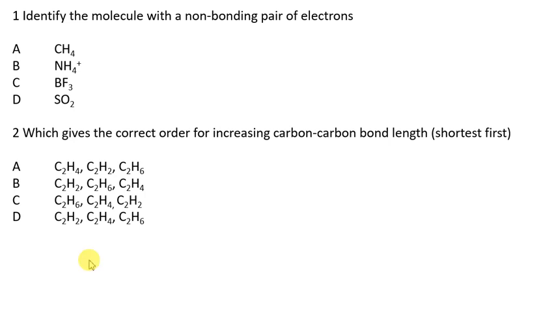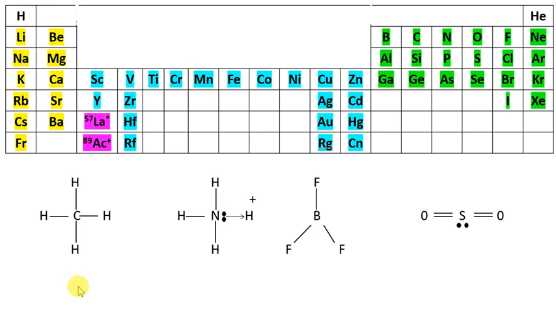Two quick questions. First one, identify the molecule with a non-bonding pair of electrons. I've got 4 structures. The easiest way to do that, and I'll do it separately, is by looking at the periodic table, drawing the structures out. First option was CH4. Carbon, I see, is in group 14. 4 outer electrons, 4 covalent bonds made with the 4 hydrogen atoms, no non-bonded pair.